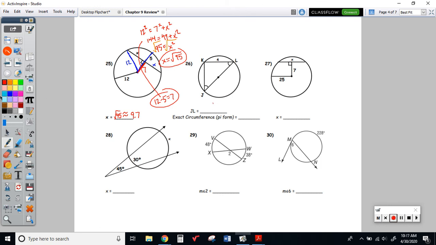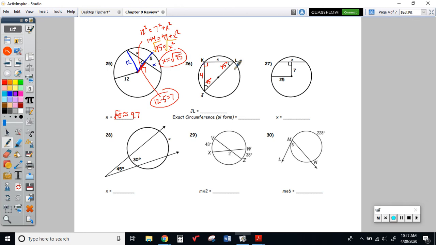On JL, which is what we're trying to figure out, it looks like it is a diameter. We're told that this is 4, and if that's congruent to that, that means this side, KL, would be congruent to this side, KJ. Another thing you could assume on this one: anytime we have an inscribed angle that intercepts a diameter, that's a 90-degree angle, and if these are congruent to each other, then that's a 45, 45, 90 triangle.